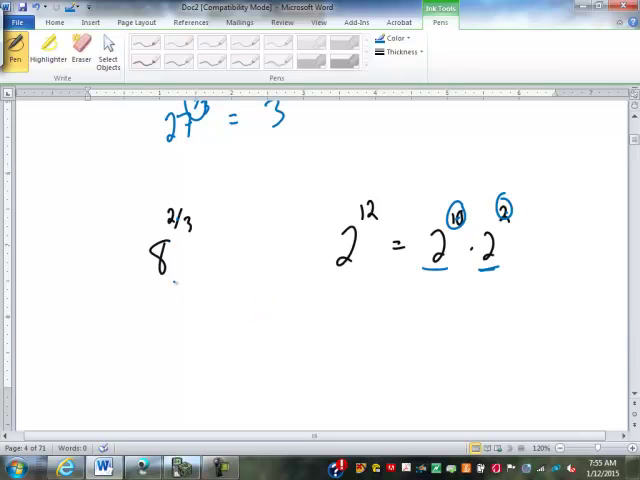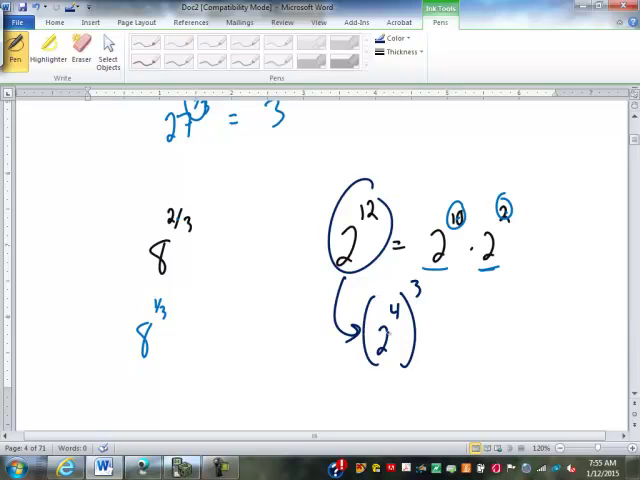Over here, I can do the same thing. Actually, I don't want to do it that way. The way I really wanted to break this up was 2 to the power of 4, to the third. When you have a power of a power, you multiply. 4 times 3 is 12. And that's what I want to do over here: 8 to the 1/3, to the power of 2, because 1/3 times 2 gives me 2/3.